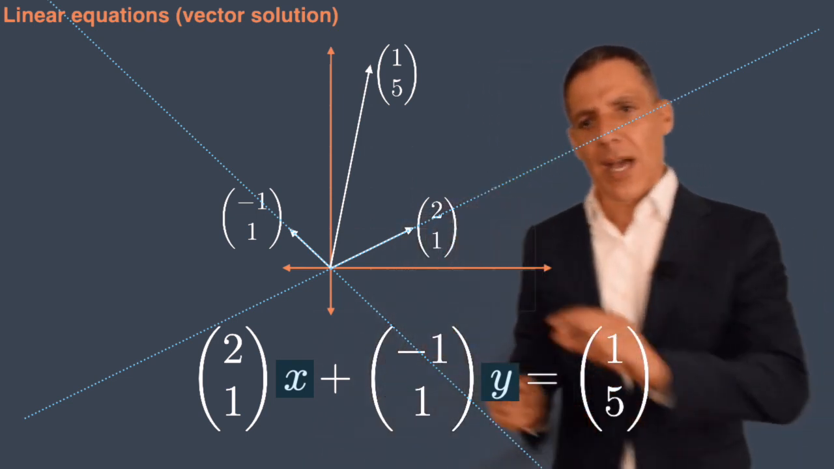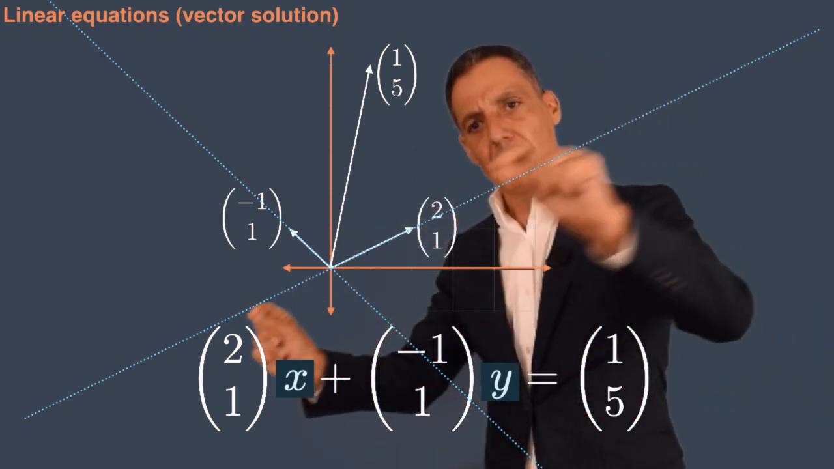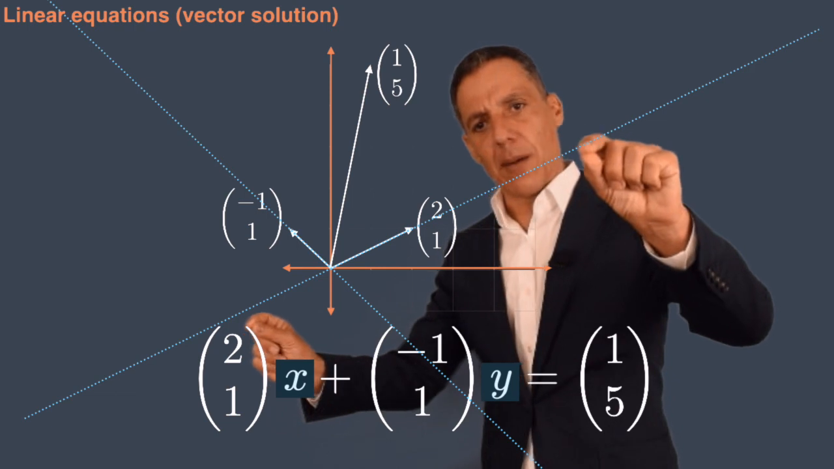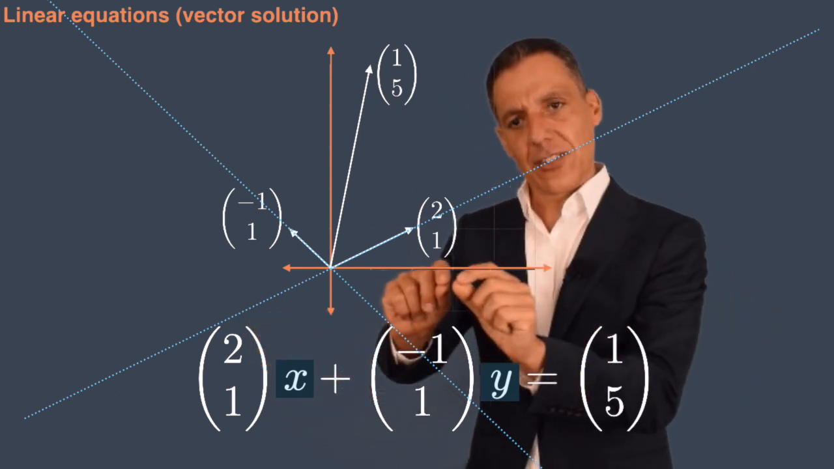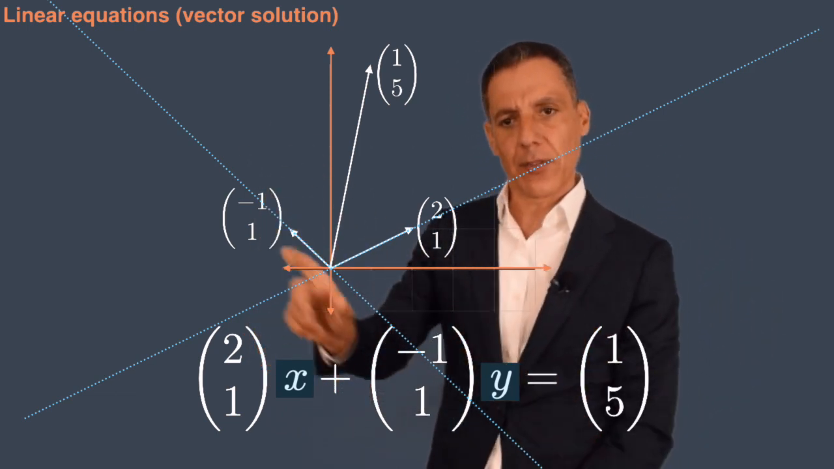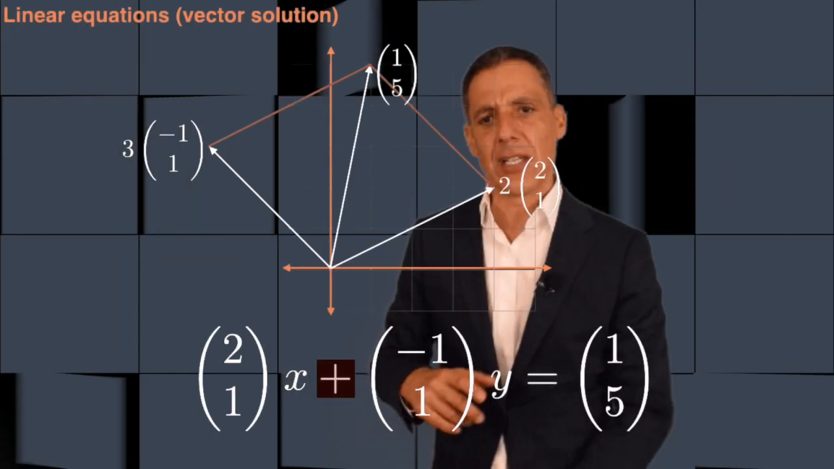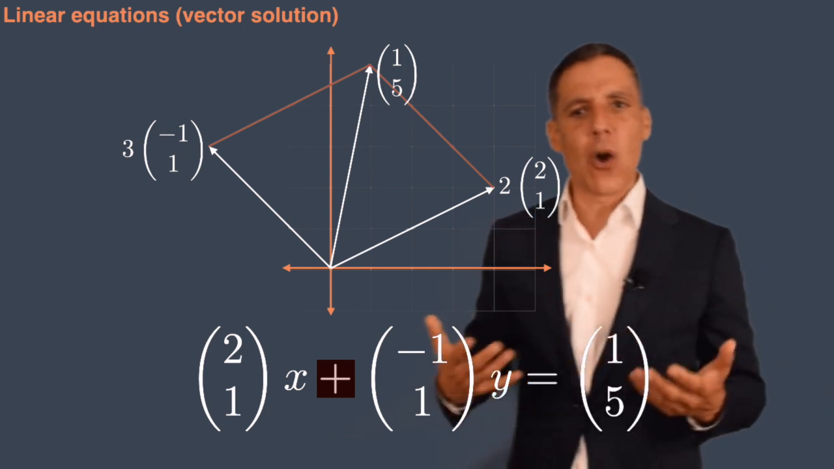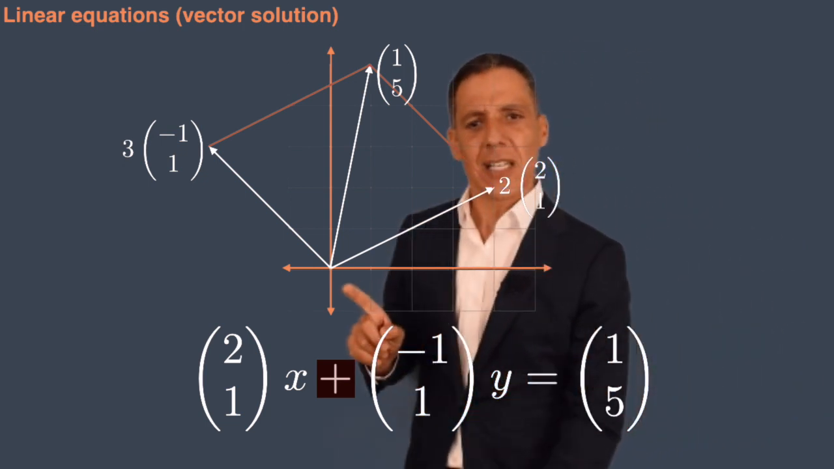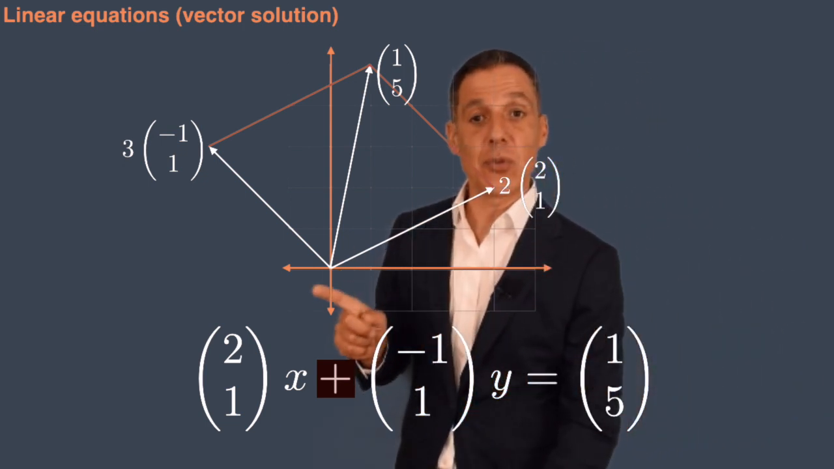Okay, so I need to be able to scale the 2, 1 along this line here, and scale the vector minus 1, 1 along this line here by x and y, so I get that sum. How do I do that? Well, I don't quite know yet, right? But let's just verify that the answer that we do know is correct.